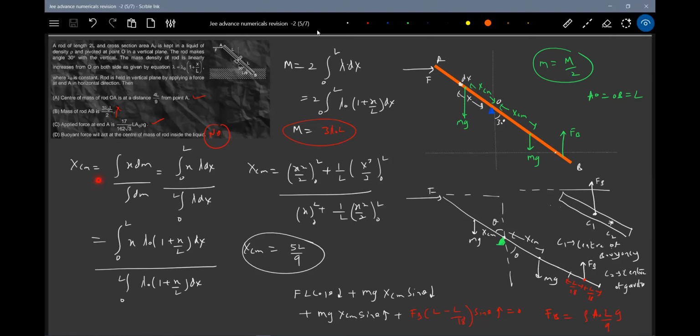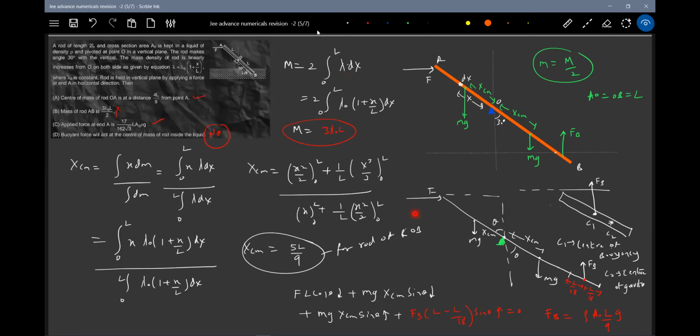Okay, the center of mass of the rod you can find using this formula, XCM equal to integral of X dm by integral of dm. Then substituting lambda with the given equation, lambda naught (1 plus X by L), and integrating from 0 to L, we'll get the center of mass of the rod OA. That is equal to 5L by 9. This is applicable for rods OA and OB. Then the mass of the rod you can find using this formula, lambda into dx, with a factor of 2 because both the parts are there.